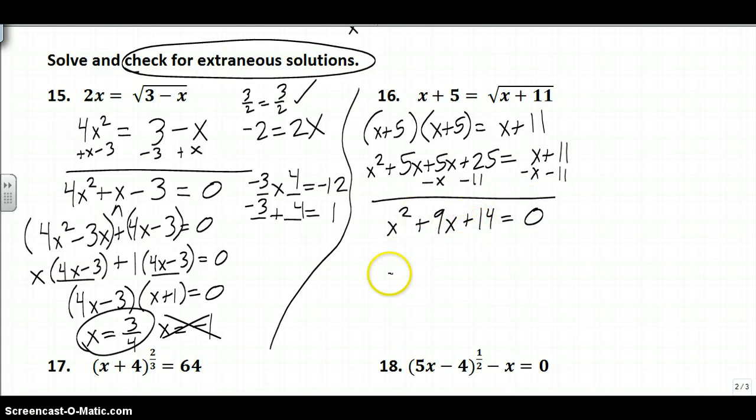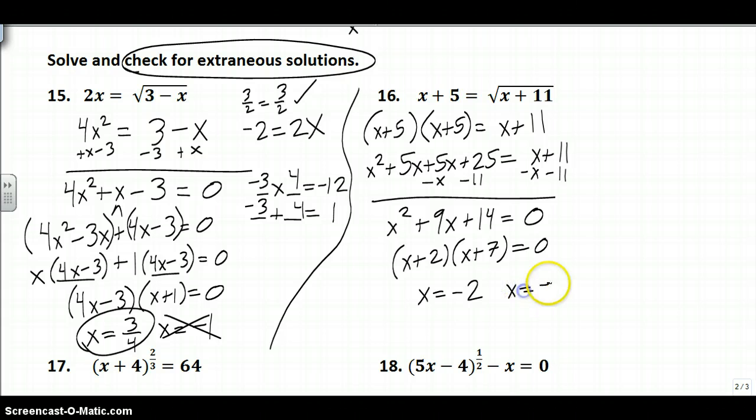What multiplies to 14 and adds to 9? That'd be 2 and 7. So your two answers are negative 2 and negative 7. Let's see, plug them back in. Negative 2 plus 5, well, that's 3. Square root of negative 2 plus 11, well, that's the square root of 9, which is, of course, 3. So negative 2 checks out.